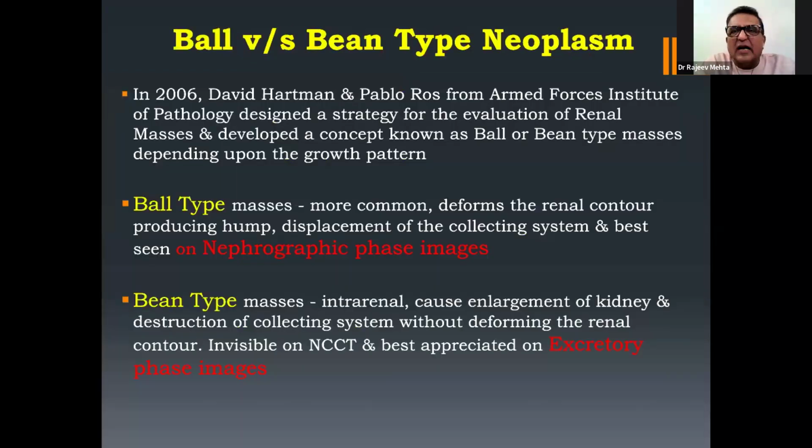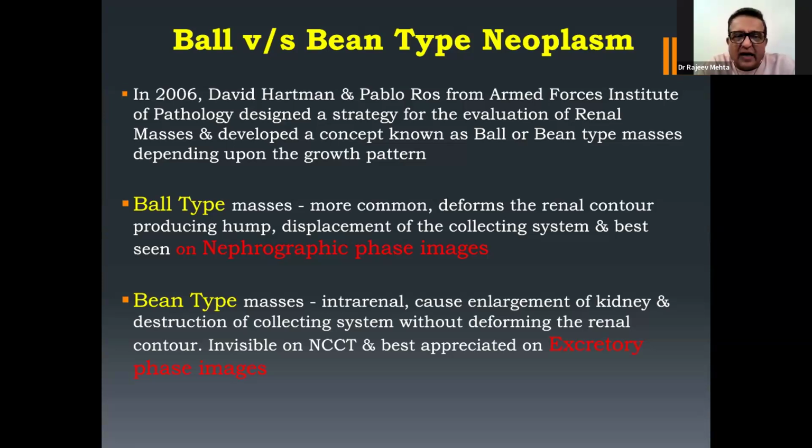Now, there are 2 types of lesions that I would like to talk about. One is the ball versus bean type of renal neoplasm. In 2006, David Hartman and Pablo Ross from the Armed Forces Institute of Pathology designed a strategy for the evaluation of renal masses and developed a concept known as ball or bean type masses, depending upon the growth pattern of the tumor. Now, what happens in ball type masses? They are more common. They deform the renal contour, producing a hump and displacement of the collecting system, and are best seen on the nephrographic phase images.